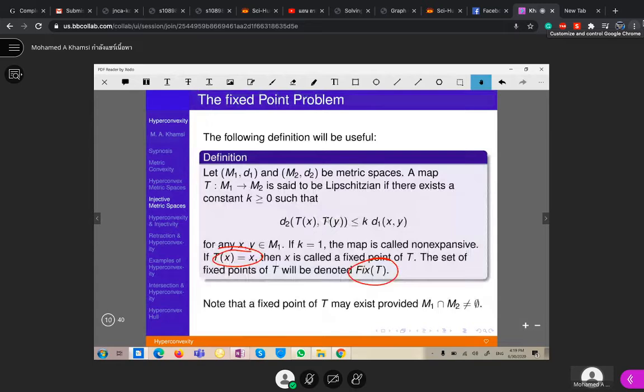And in general, I'll be honest with you, when it comes to the fixed point problem, I will always assume that M1 is the same as M2. I will not bother with the other case.